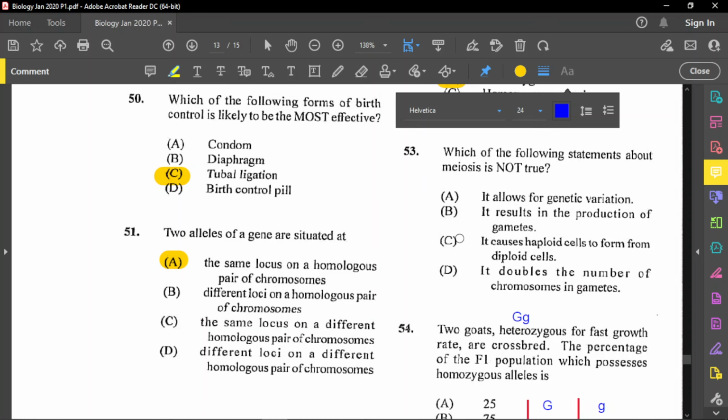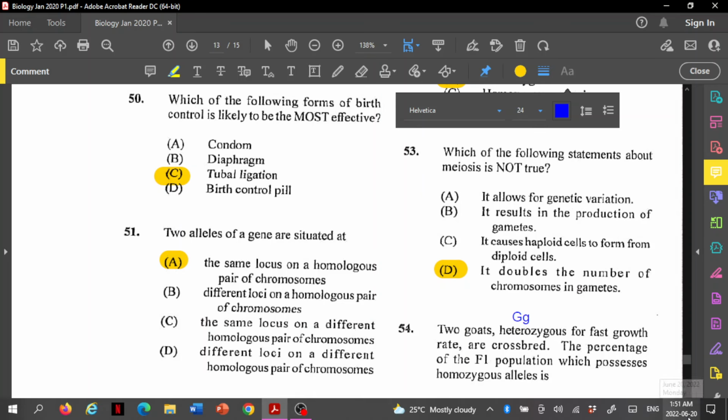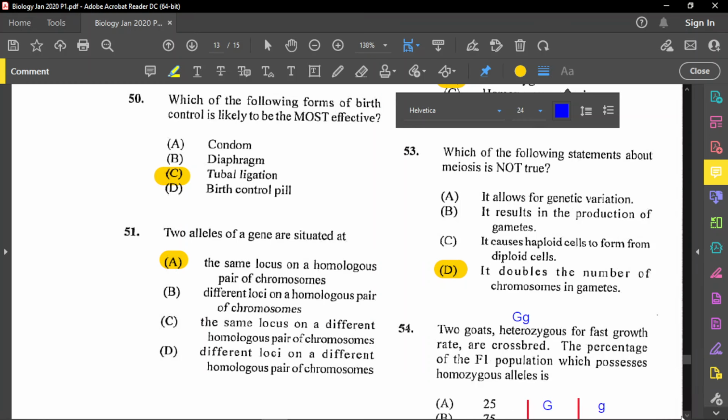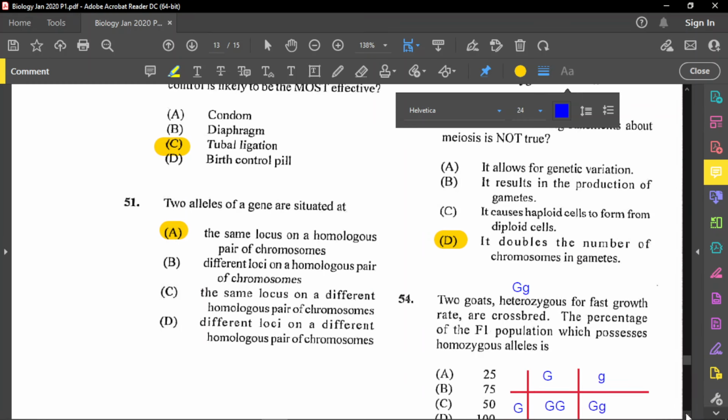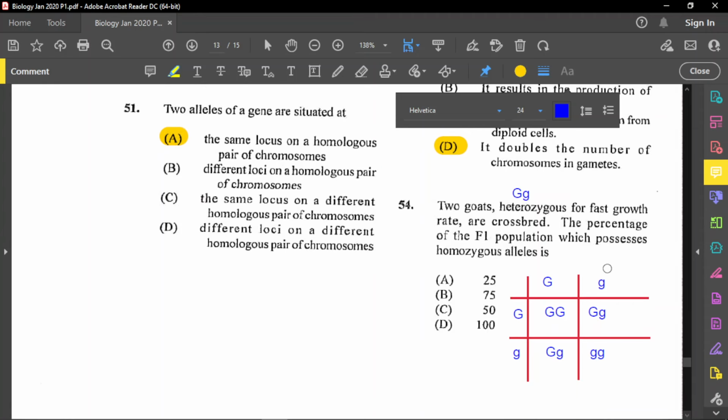Now 54. It's two goats, heterozygous. I put some little thing here now to kind of help you understand this question. Two goats heterozygous for fast growth rate are crossbred. All right, this is the percentage of the F1 population which possesses homozygous alleles. And so I put a heterozygous here, big G, small g. I could put any letter, it doesn't matter. But once heterozygous, one must be uppercase, one lowercase. And so since I have that now, and I do the cross, I'm going to look out for the ones that are homozygous.